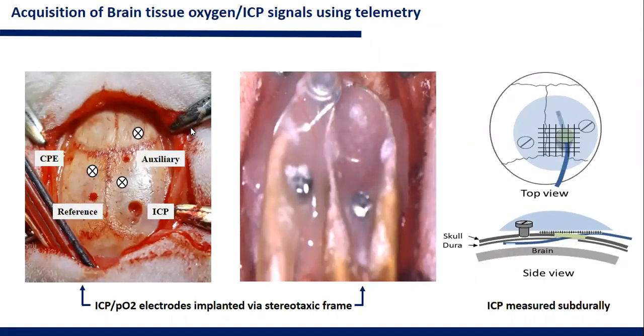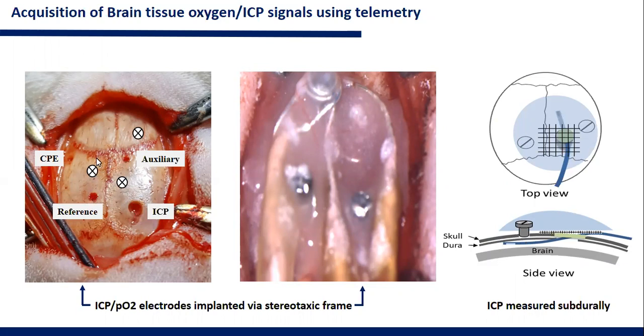Now, an appropriately sized hole was made into the rat skull using the stereotaxic frame, which you can see on the left side of the figure. An ICP catheter was placed subdurally, as you can see here, and fixed with the surgical mesh and glue, as you can see on the further right side of the figure. This is the surgical mesh, and the glue was applied to fix the ICP catheter to gain the ICP signal subdurally. Then screws were placed first.